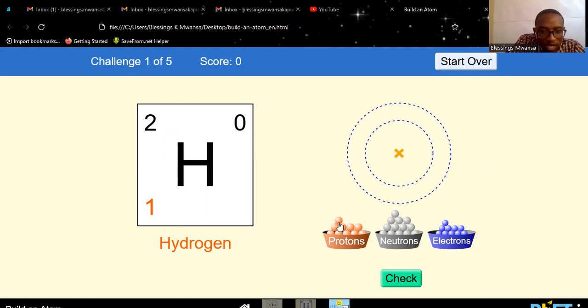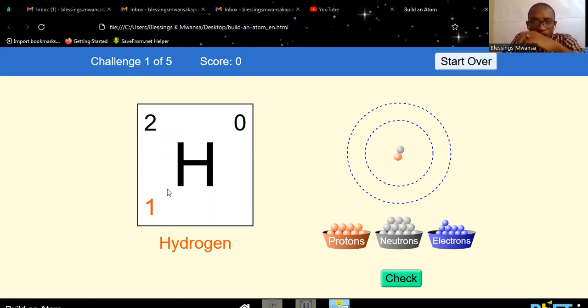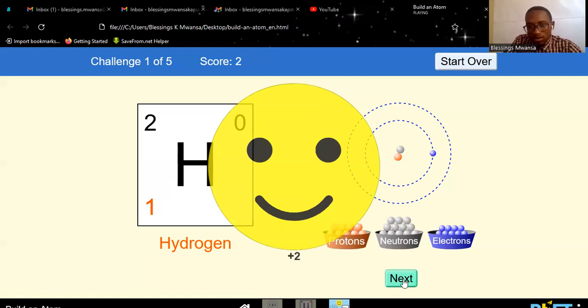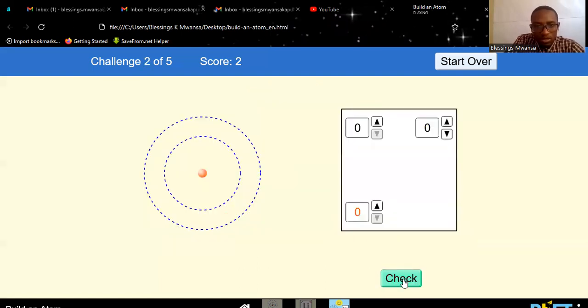So how many protons do we have? We have 1 proton. How many neutrons? How do we get the neutron number? So 2, we subtract 1, meaning we have 1 neutron. How many electrons? Since it's a neutral atom, the proton number should be equal to the electron number. Therefore, it means that we have 1 electron right there, and the charge is 0. So if we check, it's correct. Let's go for the next question.